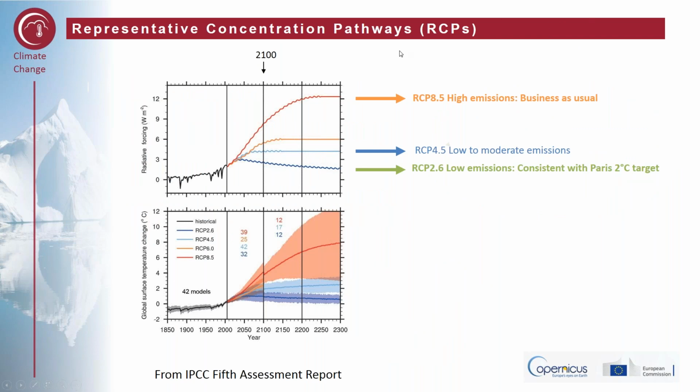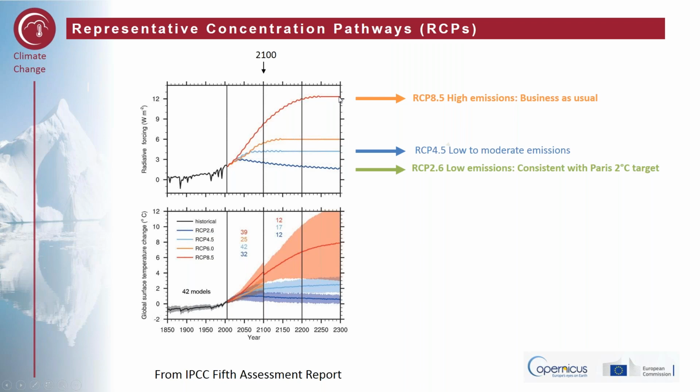The particular scenarios of greenhouse gases that we use are referred to as representative concentration pathways, or RCPs. And these, for example, form the basis of the most recent Intergovernmental Panel on Climate Change Fifth Assessment Report. So at the top we can see 4 of the most commonly used RCPs, expressed here in terms of their radiative forcing from 1850 out to 2300, though we're mainly interested in out to 2100 here.